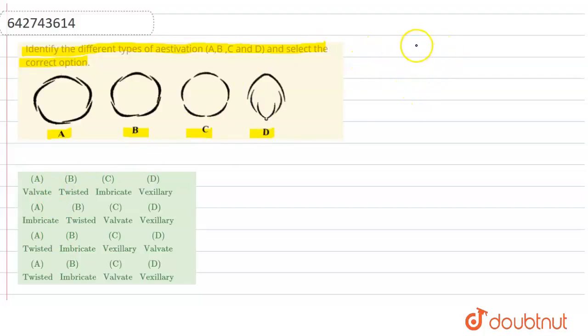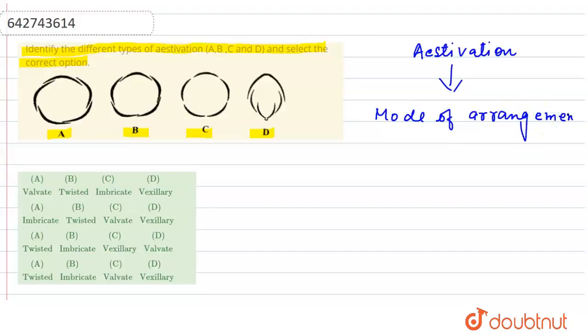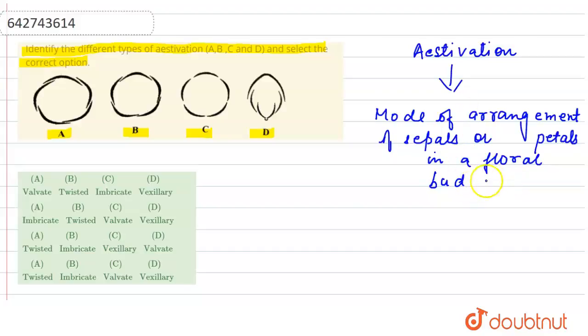So the first thing that we are going to discuss is what this aestivation is. Aestivation is defined as the mode of arrangement of the sepals or the petals in a floral bud, and that too with respect to other members of the same whorl, known as the aestivation here.